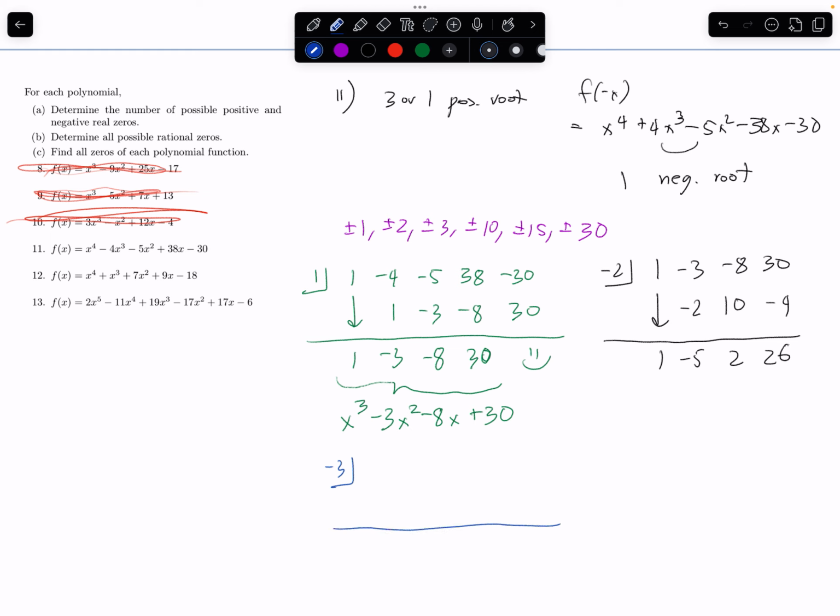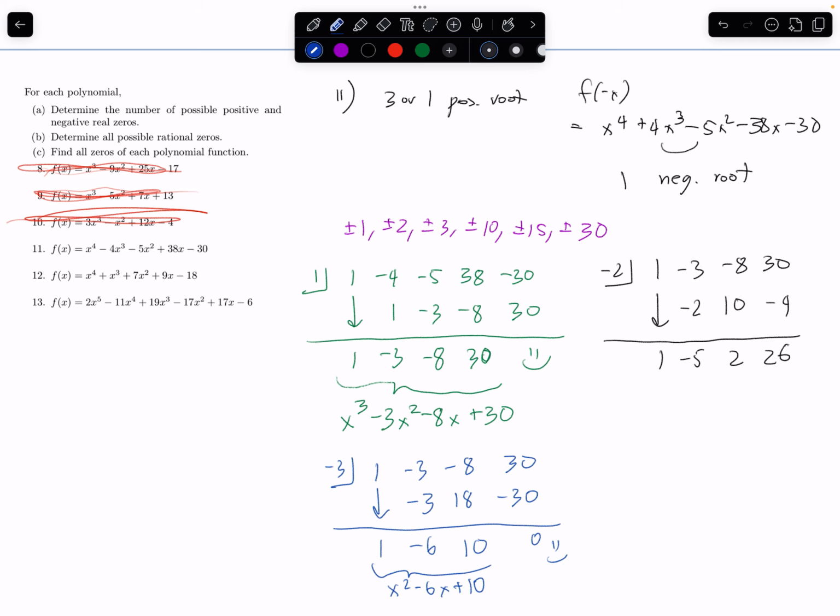Using the same coefficients, 1, negative 3, negative 8, and 30. Negative 3, that's going to be negative 6. Times negative 3 is going to be 18. Oh, looks like I found it, guys. Which is 10 times negative 3, negative 30, which is 0. Perfect. So I got x squared minus 6x plus 10.